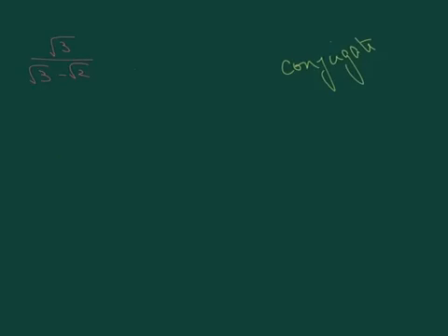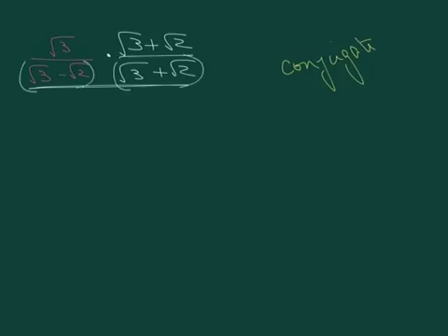Well, now we have more than one radical, so what we're going to do is we're going to multiply by the conjugate. So we're going to multiply the top plus the square root of 2 over the square root of 3 plus the square root of 2. And again, what that does when I multiply those is it gets rid of the radicals. Okay, so when you multiply by a conjugate, if you remember, you square the first term, square the second term, put a minus sign there.